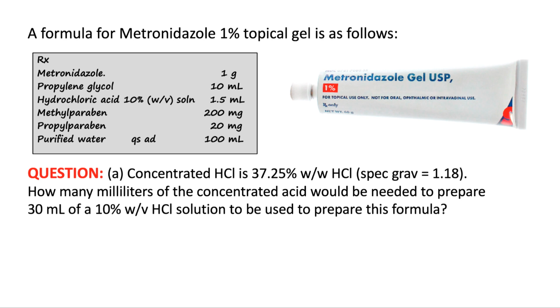Propylene glycol is kind of a stabilizer. It helps disperse the metronidazole. Ooh, it's got hydrochloric acid in it. That seems weird. Well, sometimes we need to do that as essentially an acidifier.